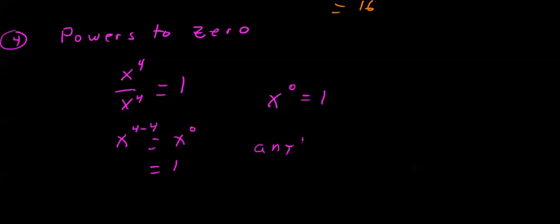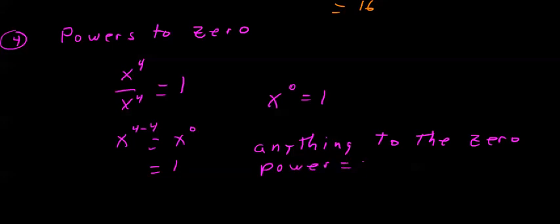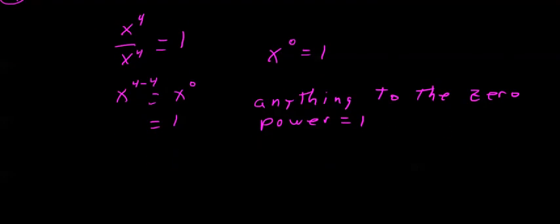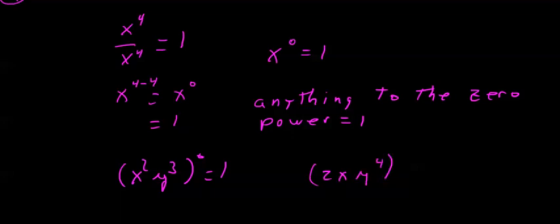Anything to the 0 power is equal to 1. All right? So if I have x squared y cubed raised to the 0, that's 1. If I had 2x y to the 4th raised to the 0, that's 1. Anything to the 0 power is 1.